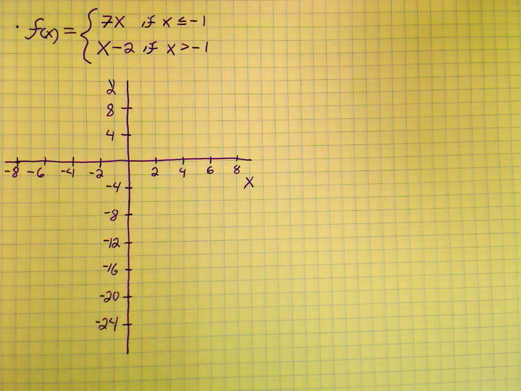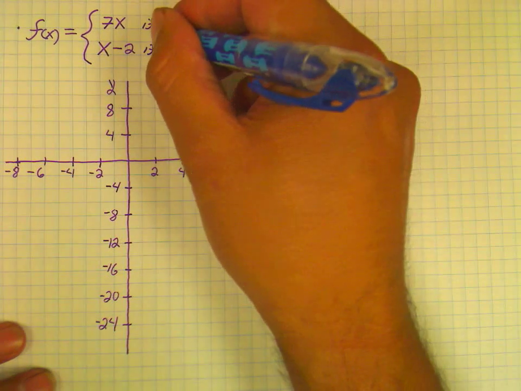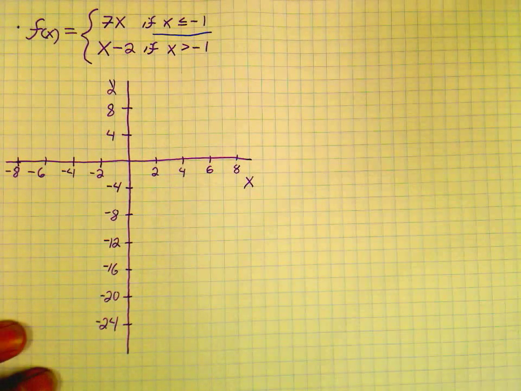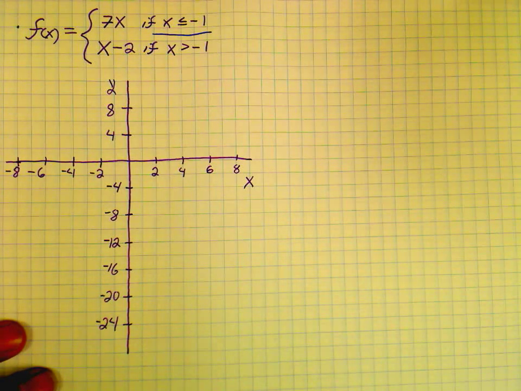Okay, we're going to graph this piecewise function. f of x equals either 7x or x minus 2. The idea of a piecewise function is you have two separate pieces. I'm going to deal with the first piece, which is if x is less than or equal to negative 1.